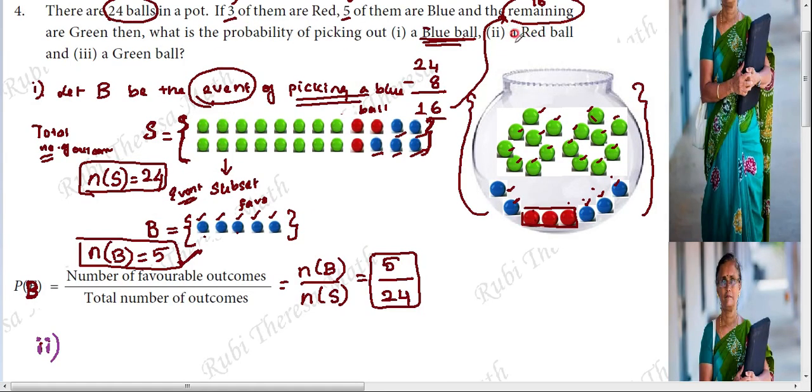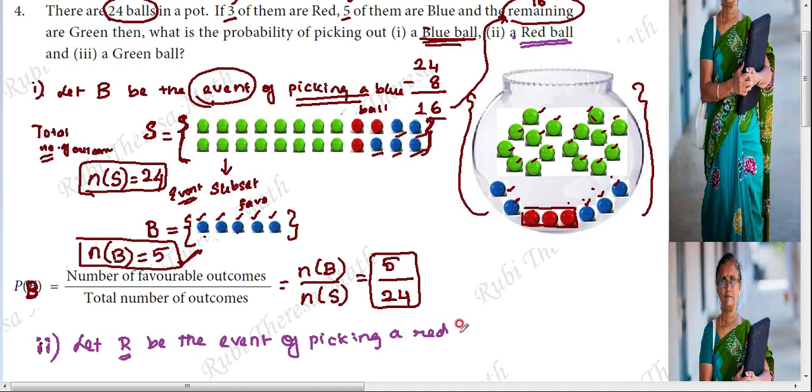Second subdivision என்னன்னு பாருங்க. Picking out a red ball. சரியாடாமா? What is the probability of picking out a red ball? So same. நம்ம என்ன பண்ணலாம்? ஒரு alphabet இதுக்கு நான் assign பண்ணலாம். Let R be the event. We have to assign an alphabet for this event. So let R be the event of picking out a red ball. Red ball அப்படின்றதுனால நான் சிம்பிளா இருக்கட்டும்ன்றதுனால R அப்படின்ற லெட்டரை சூஸ் பண்ணிக்கிட்டேன்.